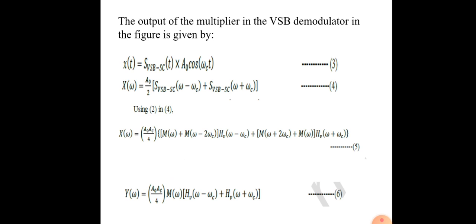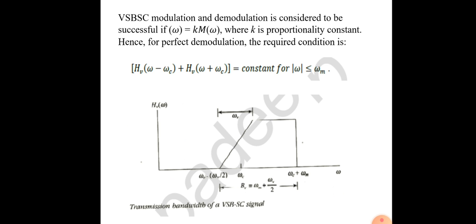Then we further simplify equation number 5, and we get Y of omega equal to A_0 A_c divided by 4 times M of omega multiplied by H_v of omega minus omega c plus H_v of omega plus omega c. Here we are applying the transfer function. At last, H_v of omega minus omega c plus H_v of omega plus omega c is equal to a constant. That is the condition for vestigial sideband. Here in VSB-SC, modulation and demodulation are considered successful if Y of omega is equal to k multiplied with M of omega, where k is the proportionality constant.